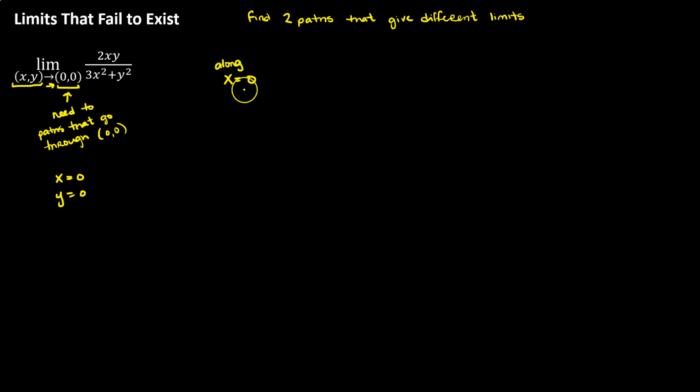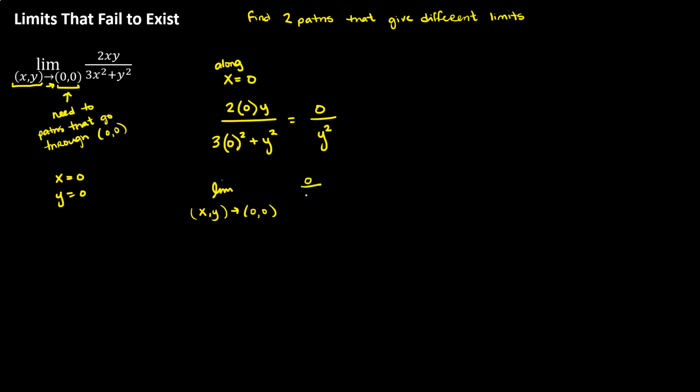So, for example, along the path x equals 0, our function 2xy becomes 2 times 0y. And when we're dividing by 3x squared plus y squared, that looks like 3 times 0 squared plus y squared. The numerator reduces to 0. The denominator reduces to y squared. Now, if we're looking at the limit where xy is approaching 0, 0, and the expression we're looking at is 0 over y squared, really we're saying what happens when y gets close to 0.